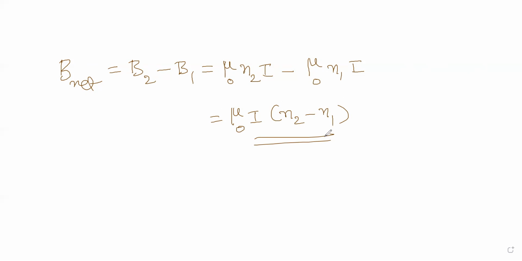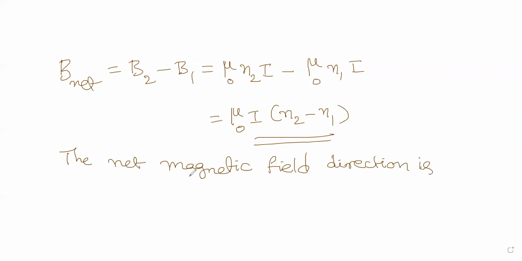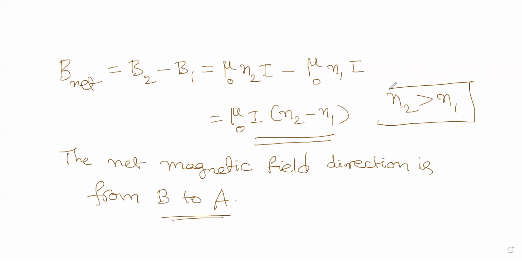Now the direction of the net magnetic field is from B to A. Here we have an assumption that N2, the number of turns in the second one, is greater than the number of turns in the first one. With this assumption, we can tell that it is from B to A. So the next part, this is part A.